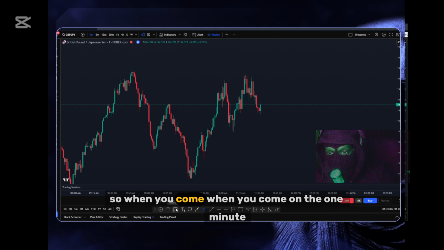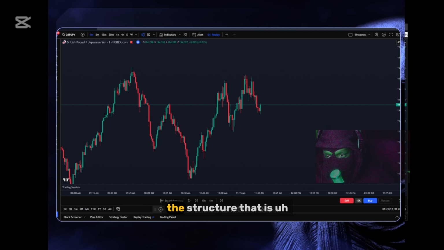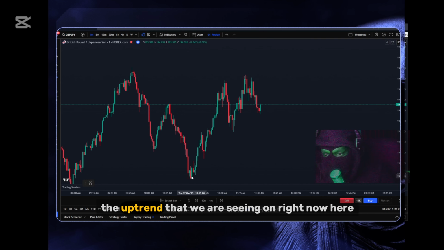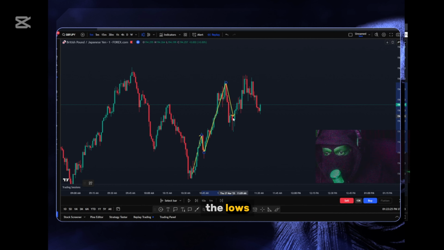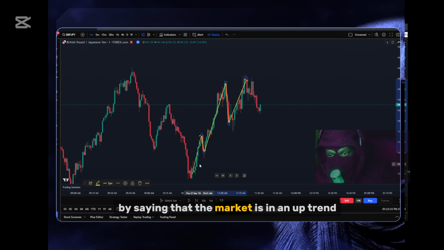When you come on the 1 minute, first thing that we are going to be identifying is the structure, that is the uptrend that we are seeing right now. Here we're seeing that the market is giving us the highs and the lows. So seeing this, we have identified that the market is in an uptrend.